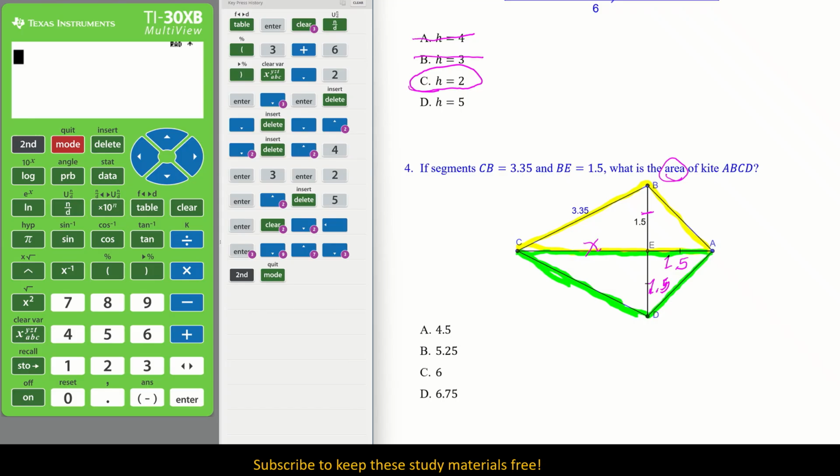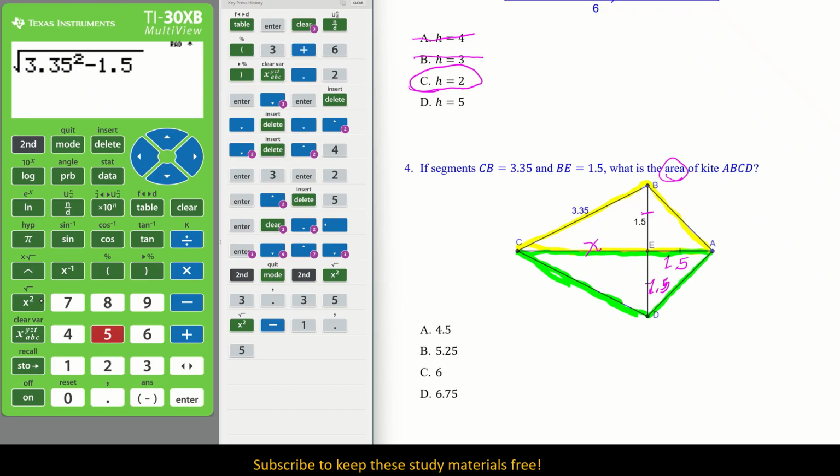So go second mode, and now we need second radical, and we need 3.35 squared minus 1.5 squared. Double check my entries. So that is the hypotenuse squared minus, let's call it leg A, to get us X or B. We could have called that B. I see ABC when I see right triangles.